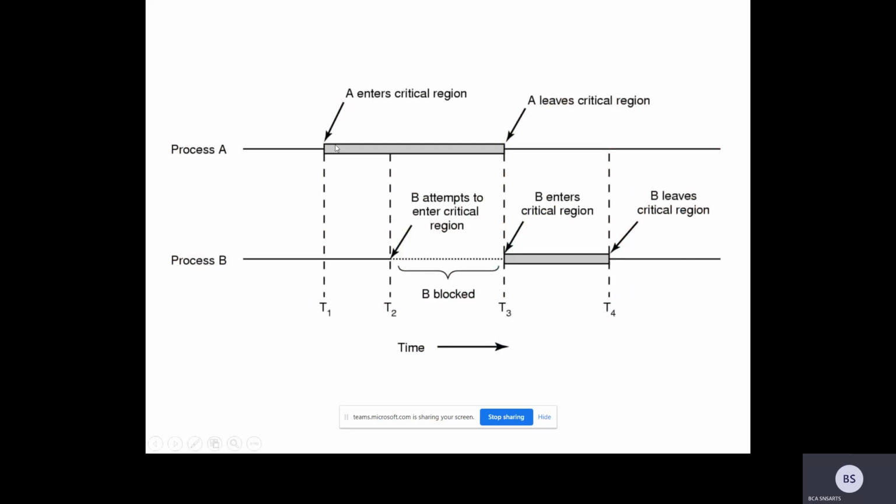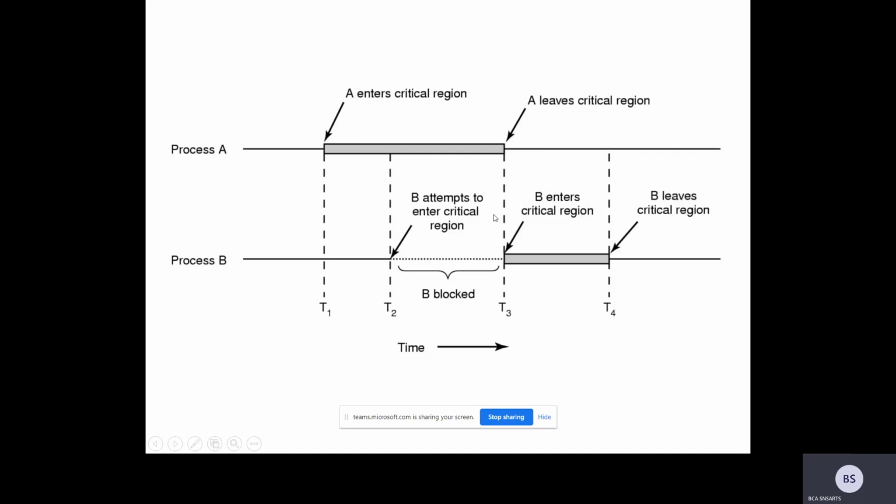So this is the timing diagram. For example, process A is in the critical region. It enters the critical region at time T1 and leaves the critical region at time T3. So from T1 to T3, process A is in the critical region using the same shared variable or shared memory. Process B, at time T2, tries to enter the critical region, but it is blocked because A is already in the critical region.